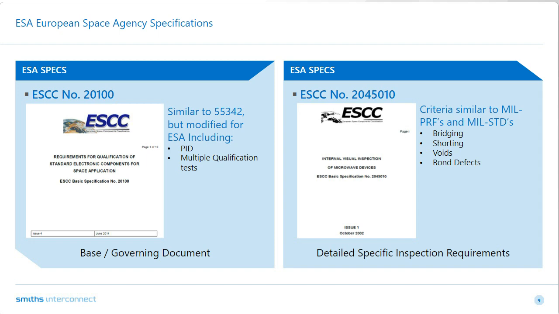Some other criteria that's similar to the MIL standards is they talk about bridging and shorting and void. Those type of workmanship criteria, which is also identified in the MIL-PRF-55342, the European specifications have very similar criteria.